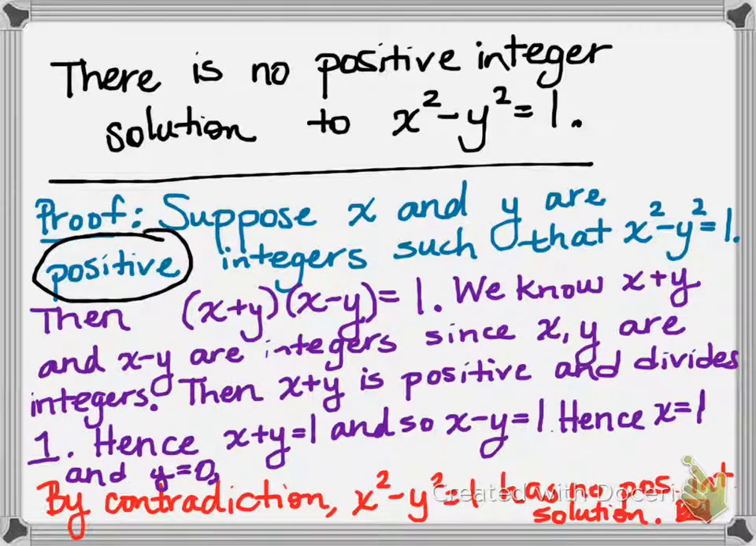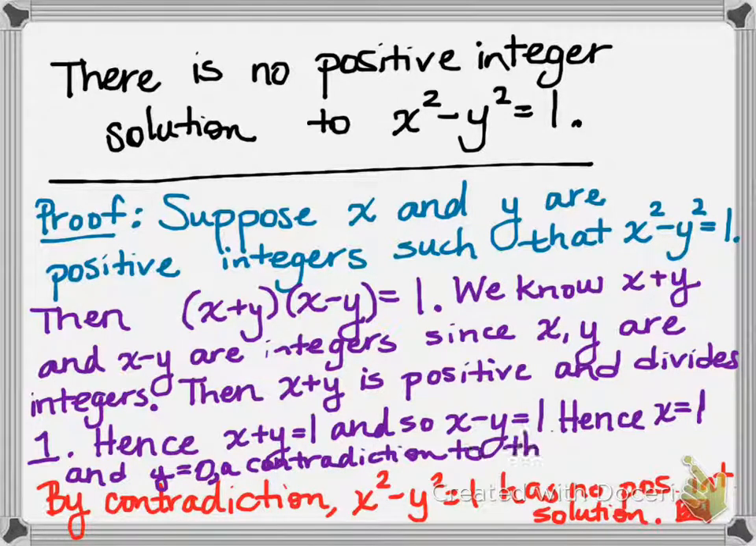Let's not forget this word positive. x and y are supposed to be positive integers. So this is actually a contradiction to our assumption. y equals 0 is a contradiction to our assumption. And this is the assumption that y is a positive integer. So since we assumed that x and y are positive integers, such that x squared minus y squared is 1, and we reach the conclusion that x equals 1 and y equals 0, those two facts do not agree with one another. So we say by contradiction, x squared minus y squared equals 1 has no positive integer solutions.